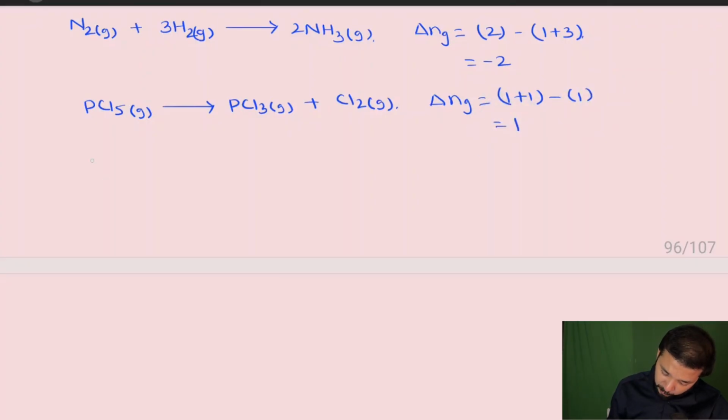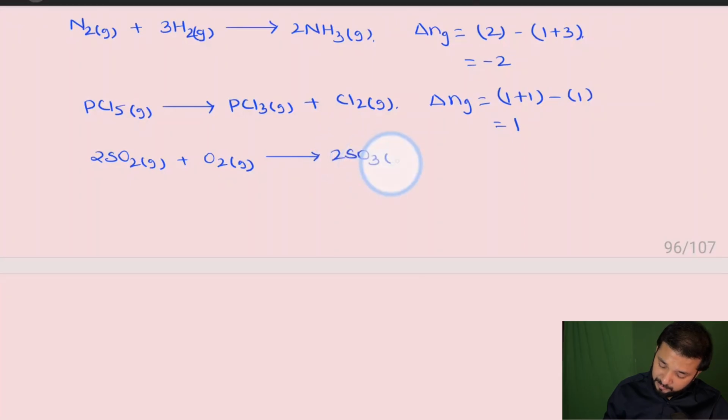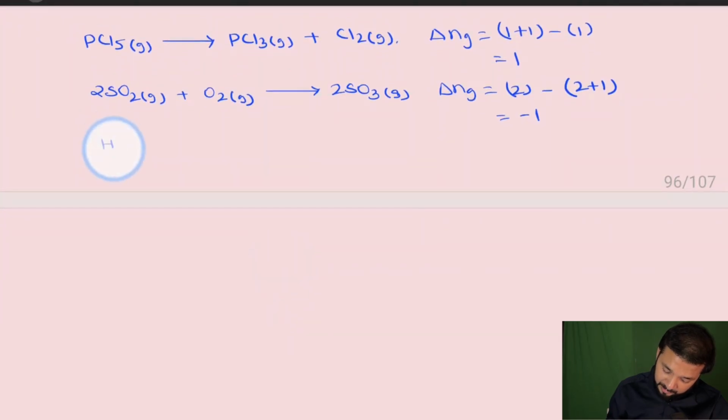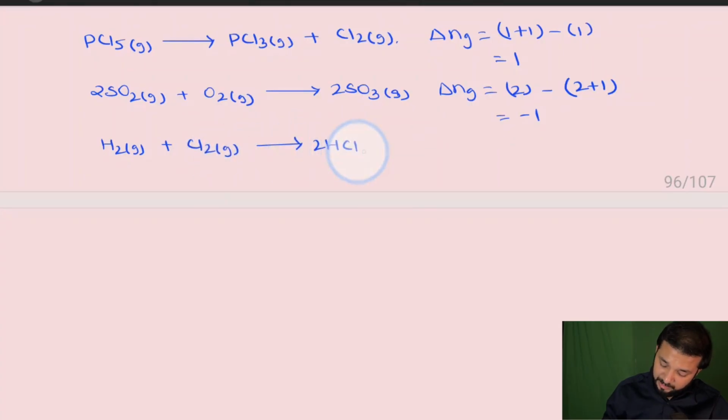Let's take one more example. 2SO2 gas plus O2 gas is giving us 2SO3 gas. Delta Ng for this will be equal to 2 for product minus 2 plus 1 for reactant. So 2 minus 3 will be minus 1. Let's take one more example. H2 gas plus Cl2 gas giving us 2HCl gas. So delta Ng in this case will be 2 minus 1 plus 1, which is equal to 0.